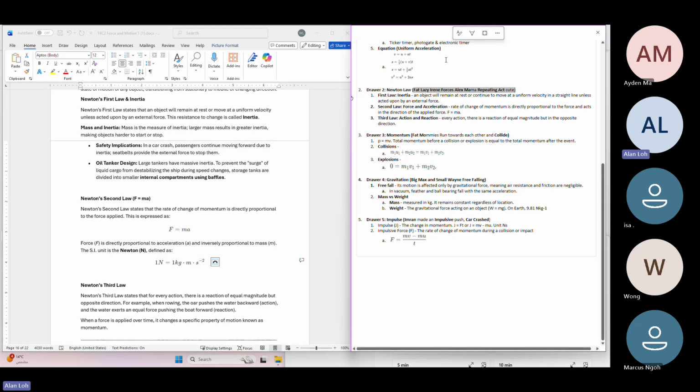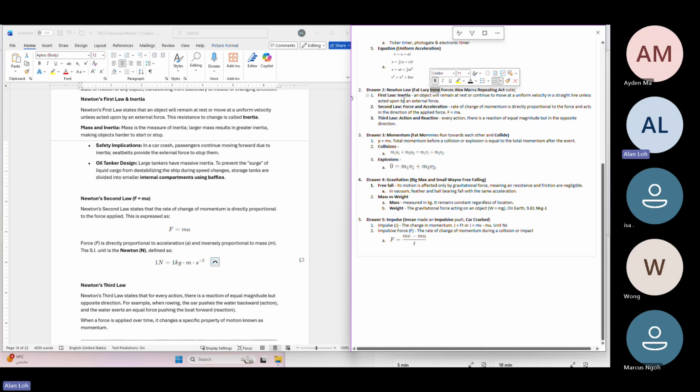Right. So what does it mean? Fat lazy Irene. Fat lazy Irene is related to the first law. Irene is inertia. Right, Irene, inertia. We're starting with the I. So I hope this makes sense.